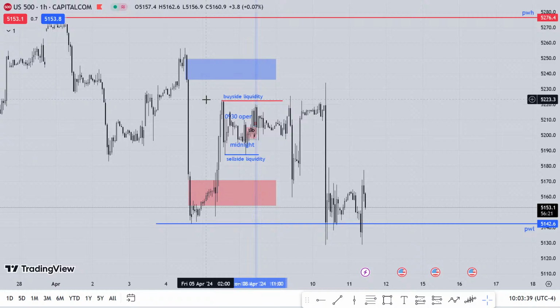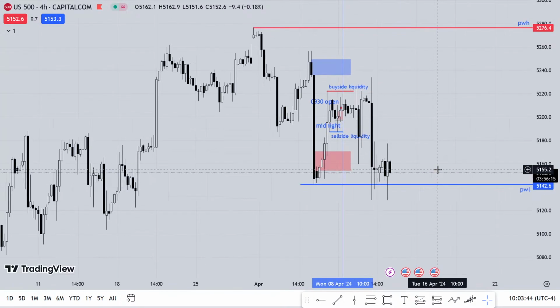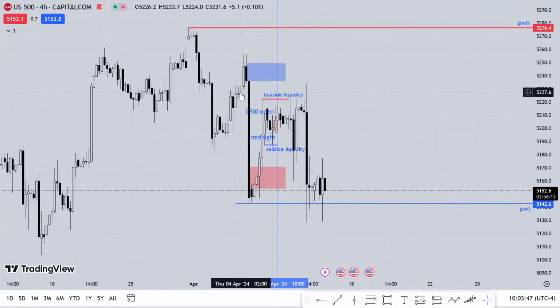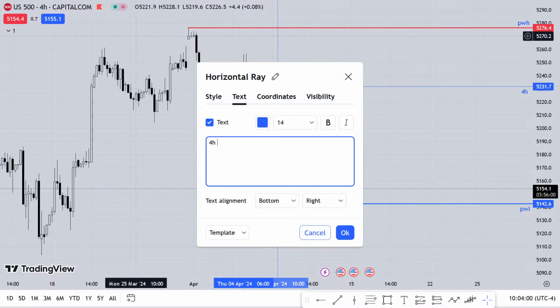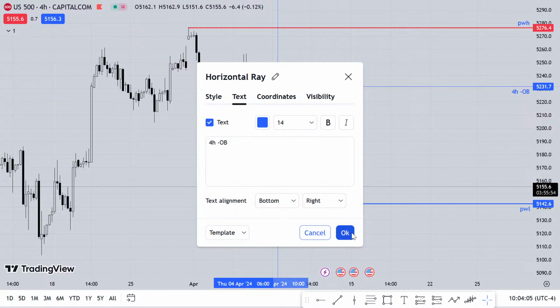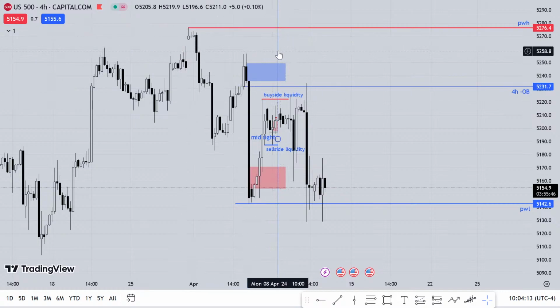So on the 4-hour time frame, this is the last up close candle before the energetic move downward. This was the order block. 4-hour bearish. So this was where price traded to yesterday. I went lower.